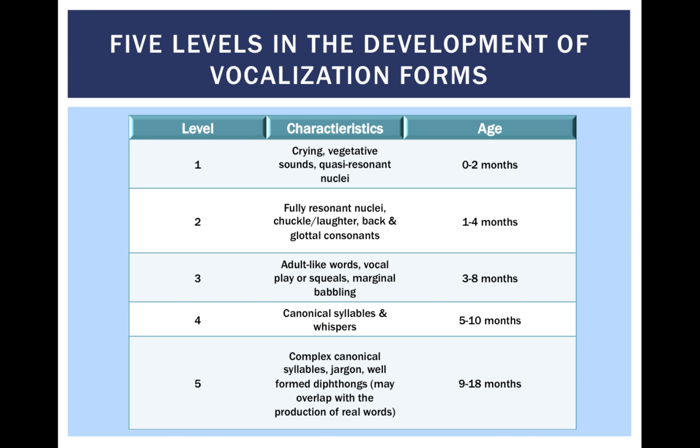The fourth stage is from 5 to 10 months. It includes canonical syllables and whispers. And the fifth stage is from 9 to 18 months. It includes complex canonical syllables, jargon, well-formed diphthongs, and it may overlap with the production of real words.